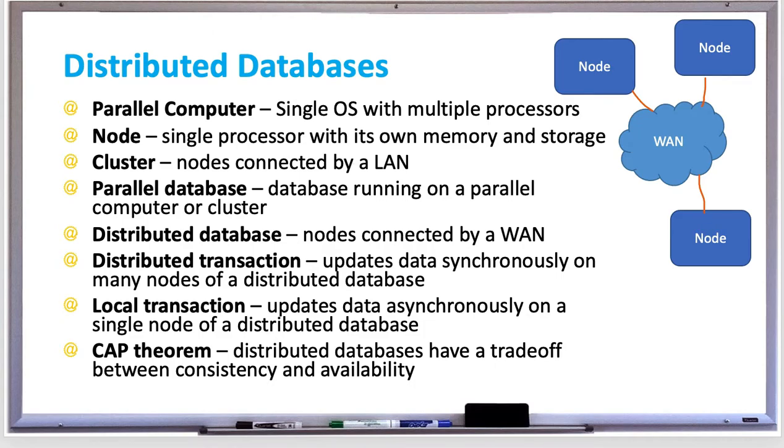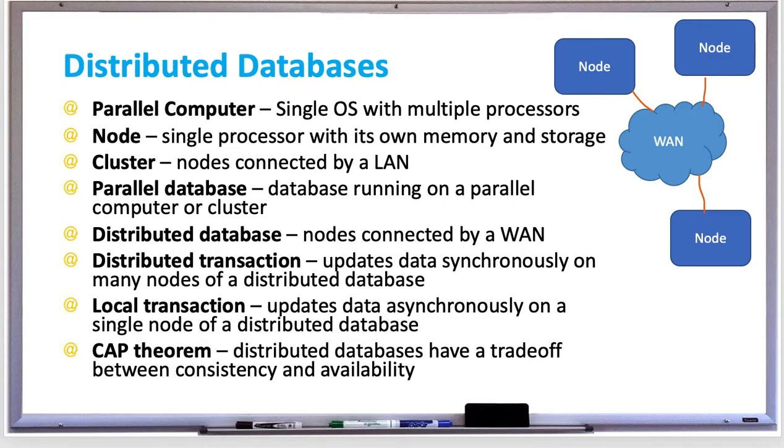There's shared memory, where they share the same memory and storage media. There's shared storage, which shares storage media only and memory is private. And shared nothing, where they don't share memory and they don't share storage media. A node is a single processor with its own memory and storage.